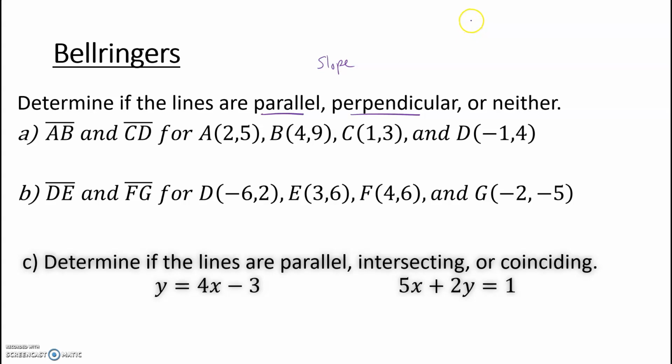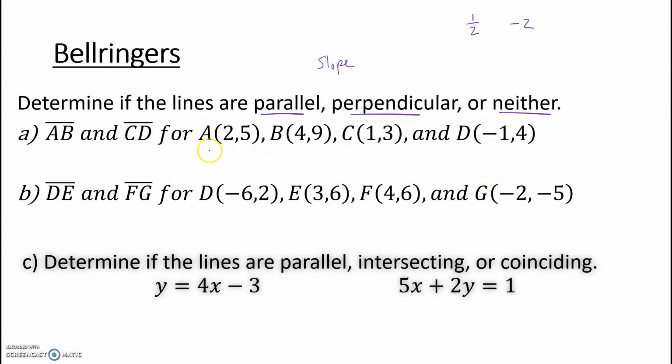So what I mean by inverse reciprocal is like 1/2. Positive will become negative, 1/2 becomes 2/1. So these would be perpendicular slopes. Or if none of those happens, then neither. It's just two random intersecting lines.